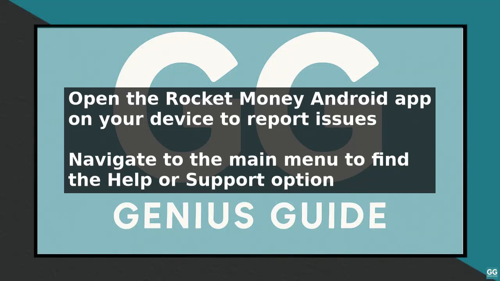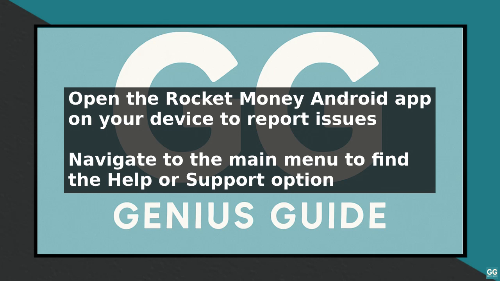To report issues with the Rocket Money Android app, start by opening the app on your device. Navigate to the main menu, usually found by tapping the three horizontal lines or the profile picture in the top left or right corner. From the menu, select the Help or Support option. This may be labeled as Help Center, Support, or Contact Us, depending on the app version.